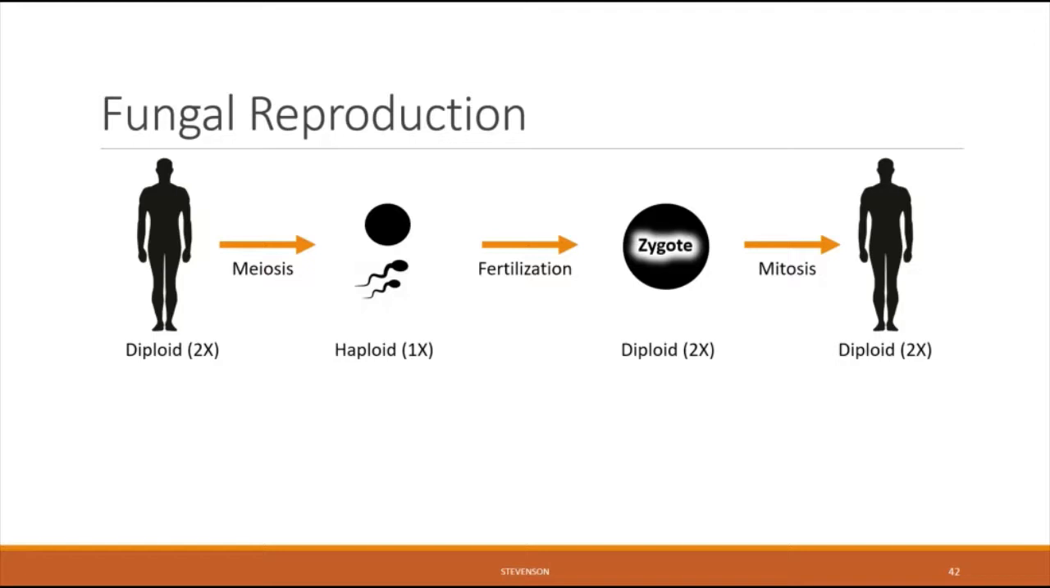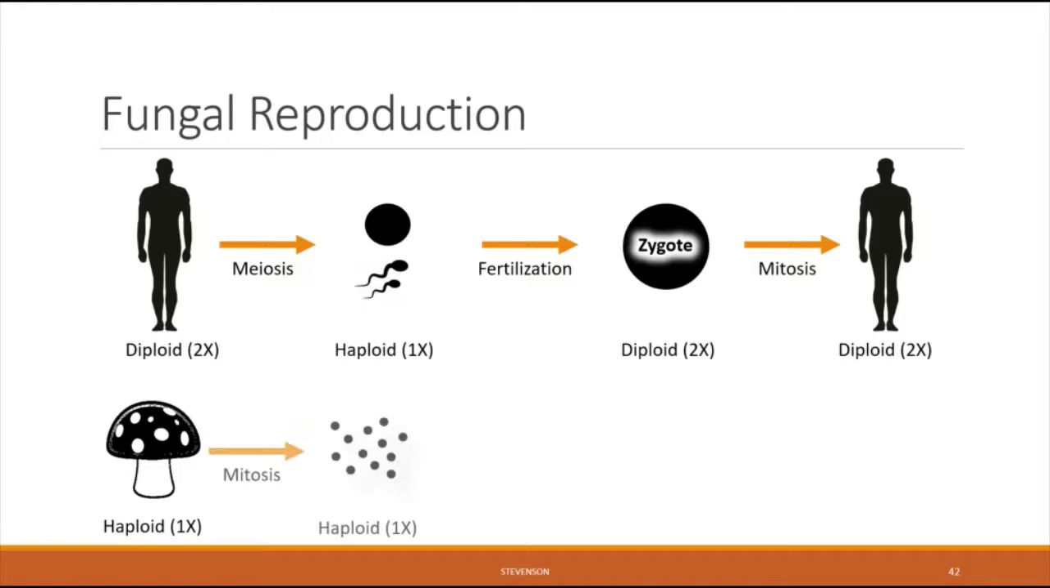Now let's take a look at how it works in fungi. It turns out that the cells inside of what we might consider the adult form of the fungus, which is the mushroom here, all of those cells are haploid. They only have a half set of chromosomes in them, and so they have the equivalent of a sperm or an egg's worth of genetic information. Through the process of mitosis, not meiosis, they copy their existing cells exactly in order to generate these haploid spores.